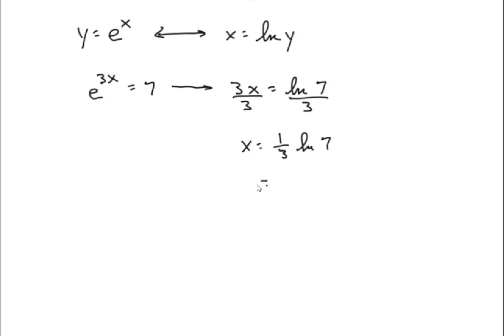Or we can bring that coefficient inside and make it an exponent. So this is going to be 7 to the 1/3. Or we can write it as cube root of 7. Any of these three expressions would be a good way to leave your answer, and it really kind of depends on what you're trying to accomplish with the problem.